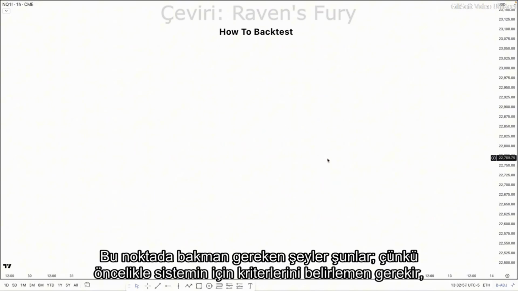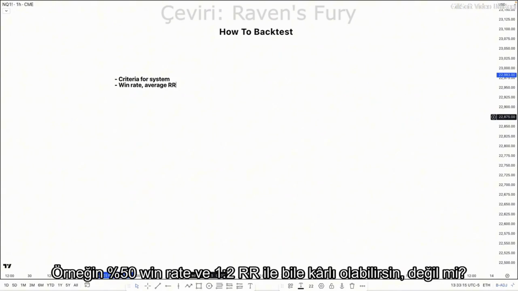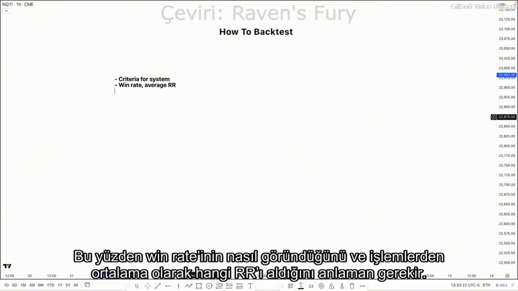So the things to be looking for is, of course, you need to determine your criteria for your system. And then from there, you can, over a given period of months, years, determine your win rate and your average RR. So you could be profitable with a 50% win rate and a 1 to 2 RR, right? So you need to understand what your win rate is looking like and the RR you're going to be getting on the trade on average.